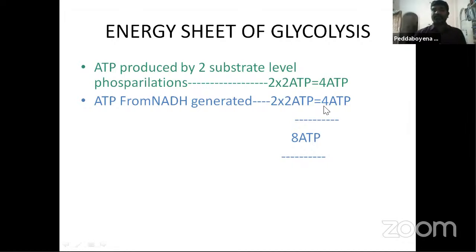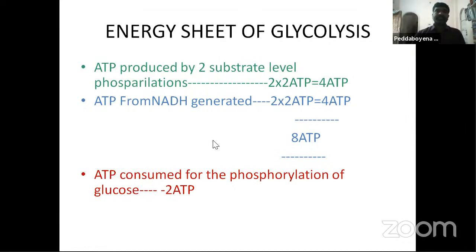4 ATP. So a total of 8 ATPs are formed from NADH, where 1 NADH gives 2 ATP. Here 2 molecules of NADH are involved in the dehydrogenation, so that's why 4 ATP are formed. Substrate level phosphorylation occurs twice, so that's why here 4 ATP. Total 8 ATPs are formed.